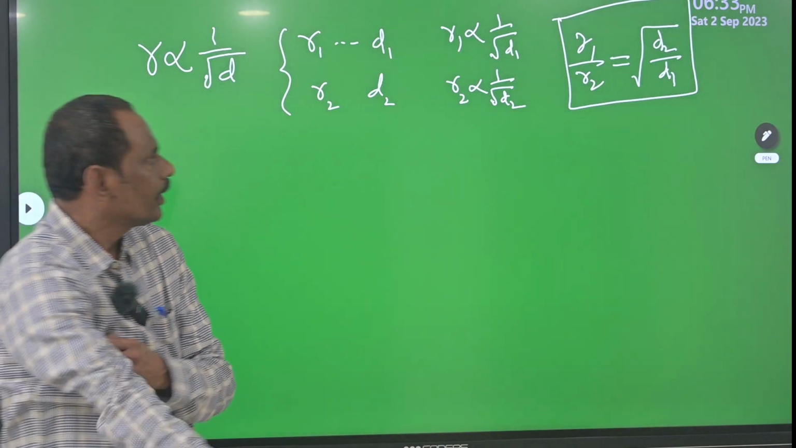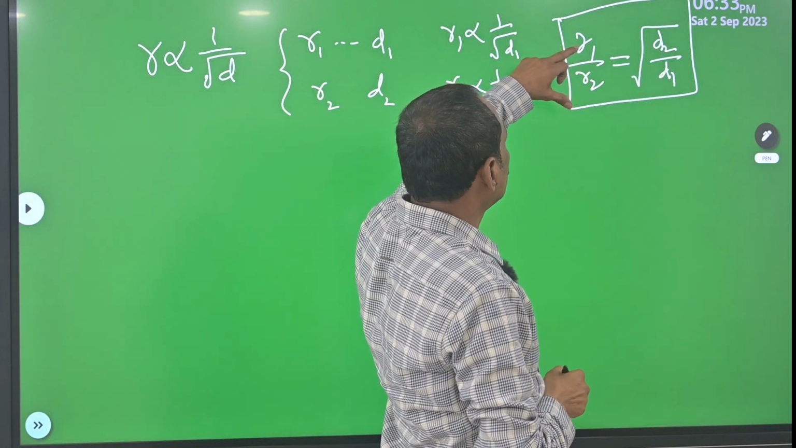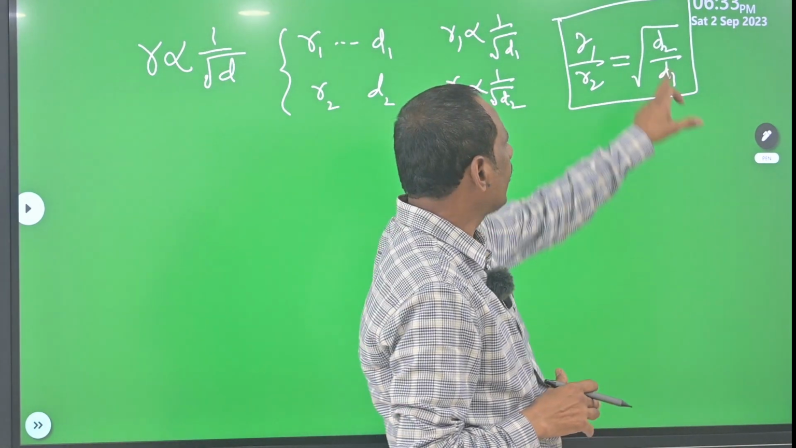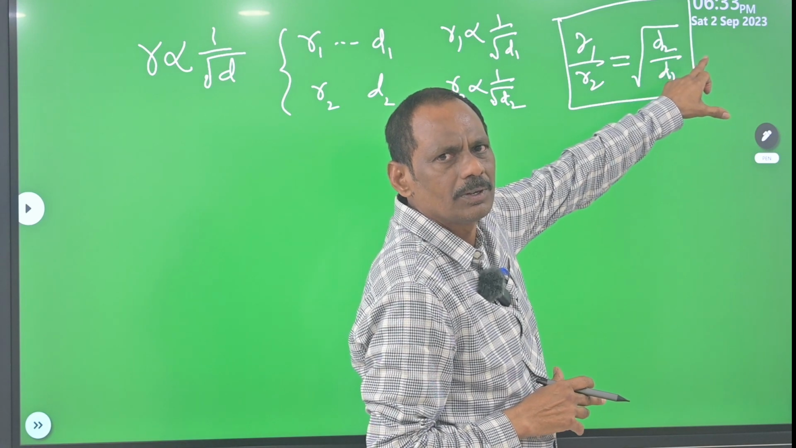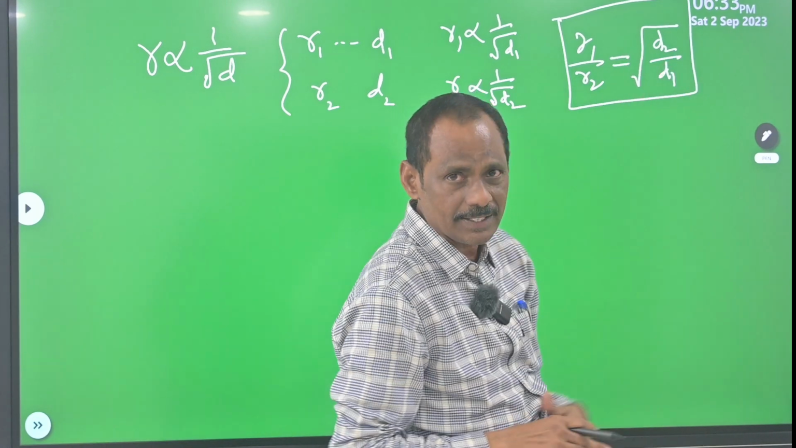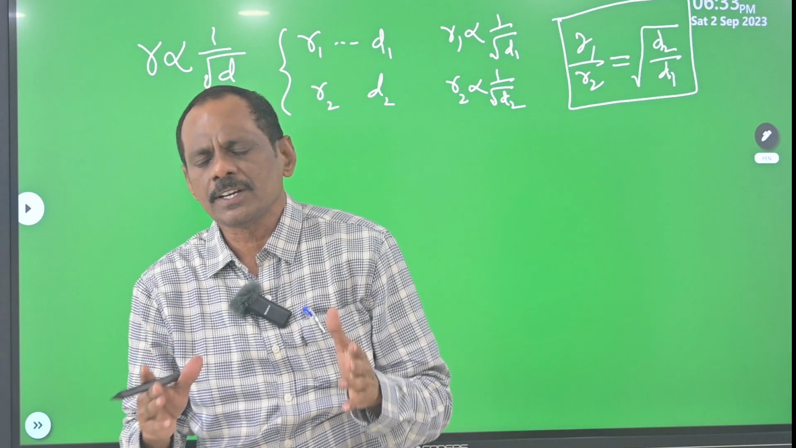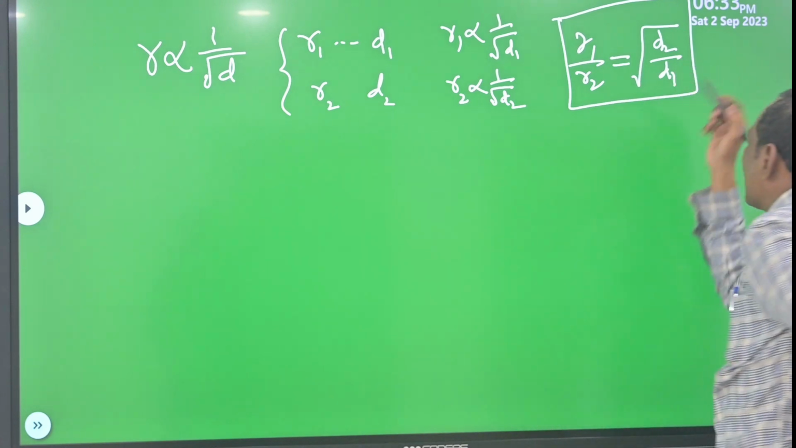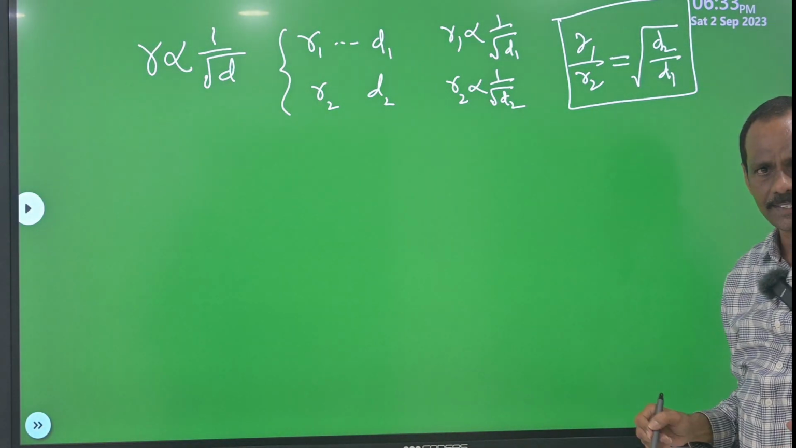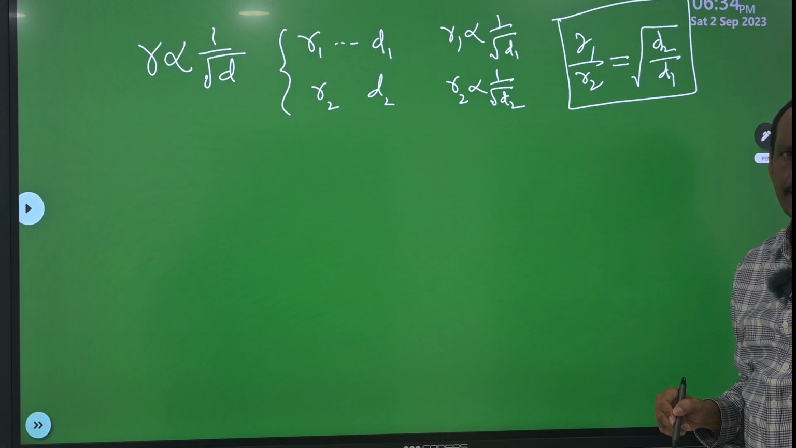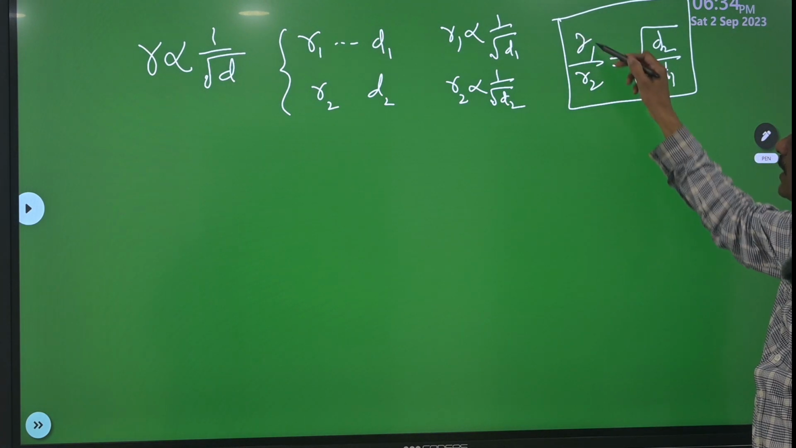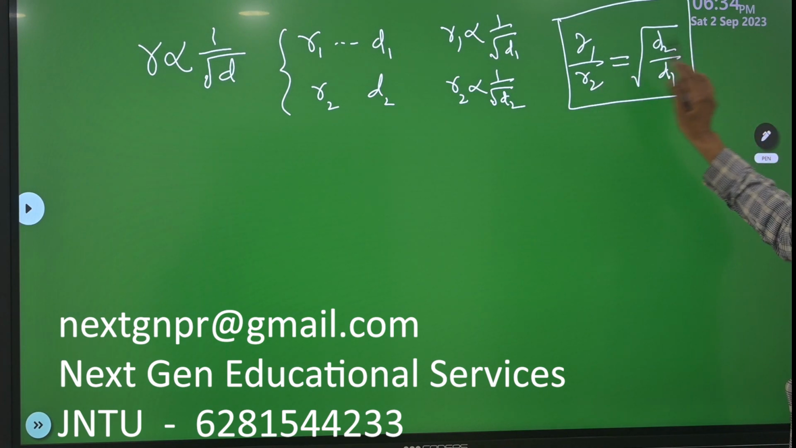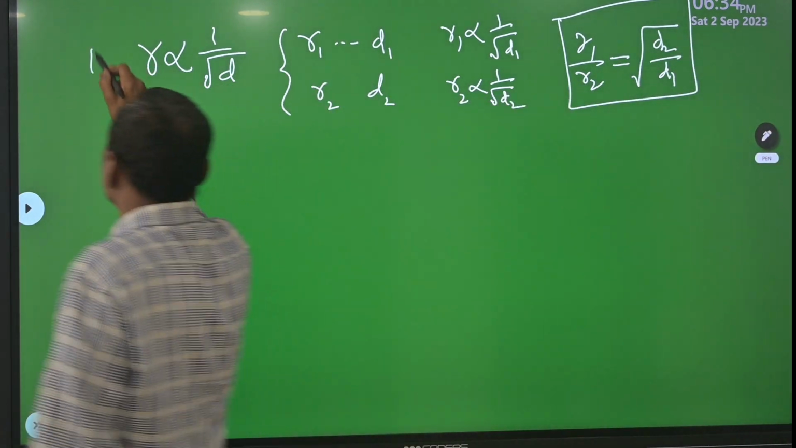If the rates of diffusion of two gases are known and the density of one gas is known, we can calculate the density of the other gas. So what is the use of this equation? We can calculate the density of a gas by comparing its rate of diffusion. So R1 by R2 is equal to root of D2 by D1. It is the first form of Graham's law.